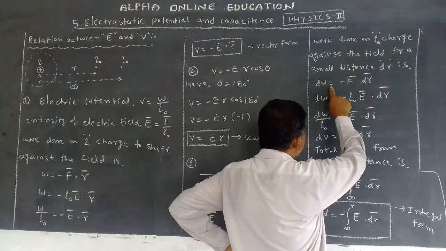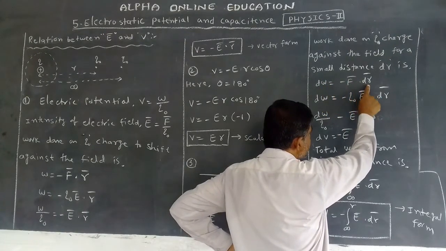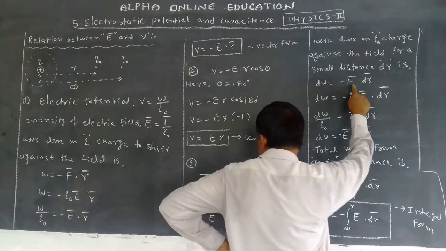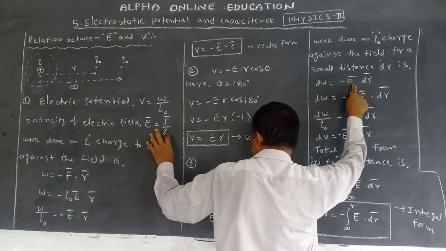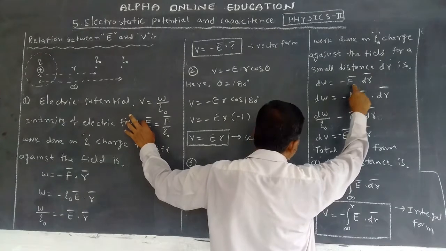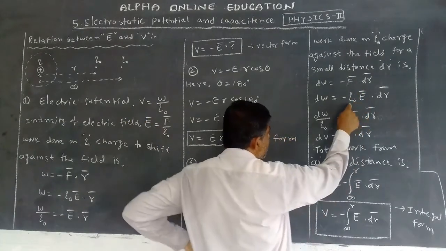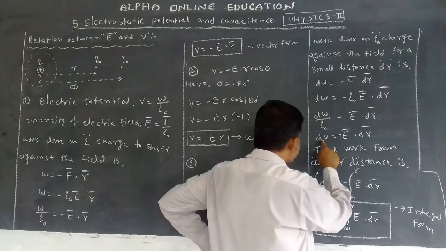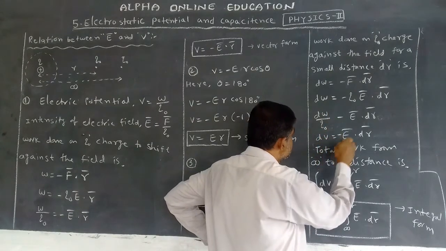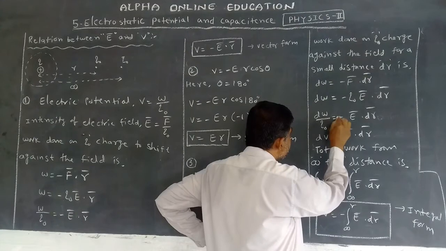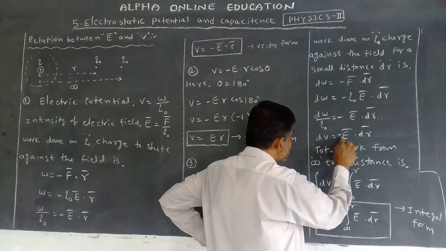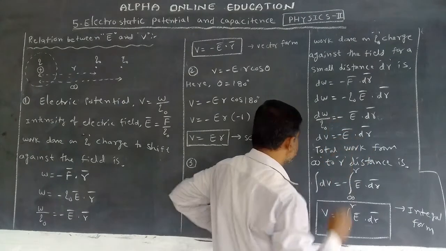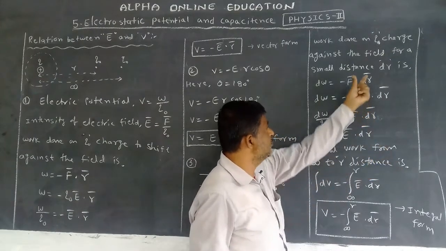Okay, dW is equal to minus F bar dot dr bar. What is the value of F bar from here? Q0 E bar, that I am taking, and again Q0 is taken here. dW by Q0 is how much? dV. So dV is equal to minus E bar dot dr. This is the total work, but only for a small distance.